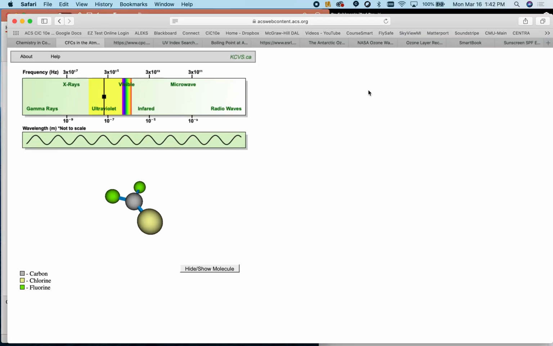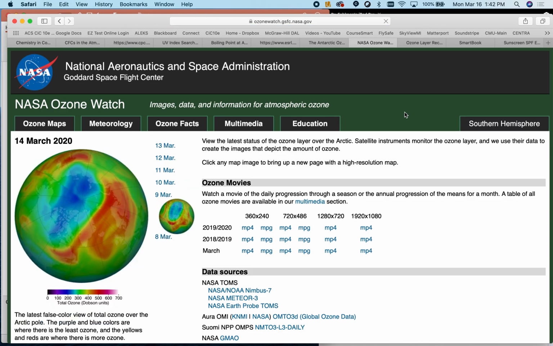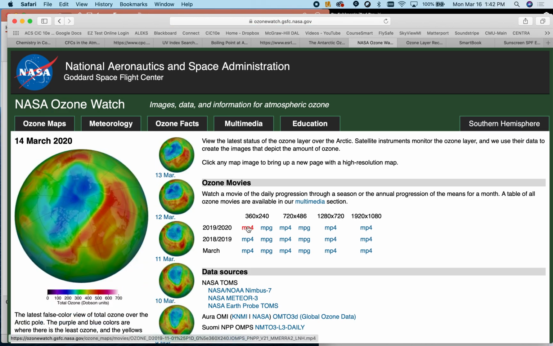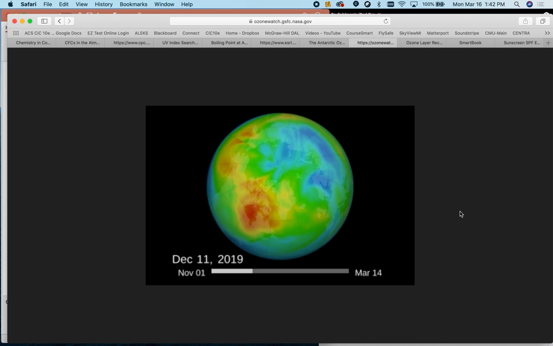And so let's look at the actual data. This is the website Ozone Watch, gsfc.nasa.gov, and it will show you movies of what's going on in both hemispheres. If we look at the northern hemisphere, in the polar region, let's say 19 to 20 here, this shows you over time what that hole is doing. Again, blue or purple means low amounts of stratospheric ozone.